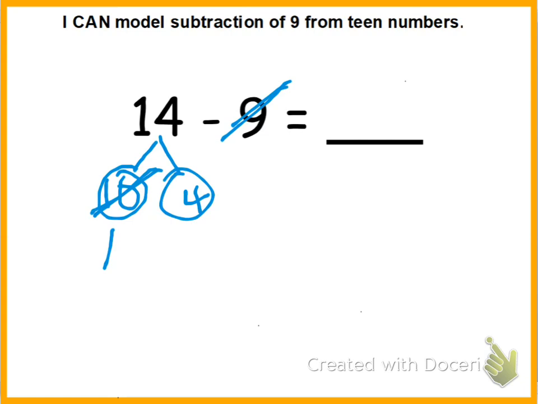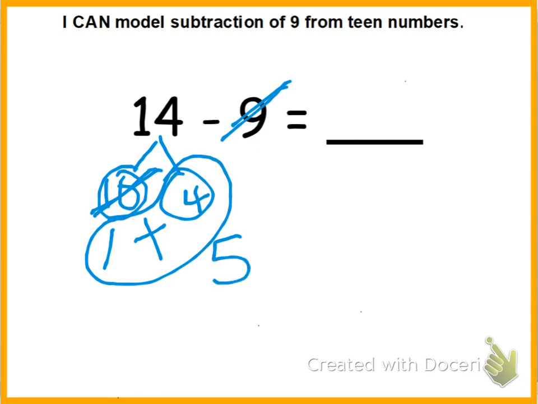Then our step number 4 is that we are going to circle our leftovers. There were 4 left over from the number bond and then 1 once we took 9 away from 10. We're going to add these leftovers together. We know that 1 plus 4, oh, that's easy, is 5. Since we know that 1 plus 4 is 5, we know that 14 minus 9 also equals 5.